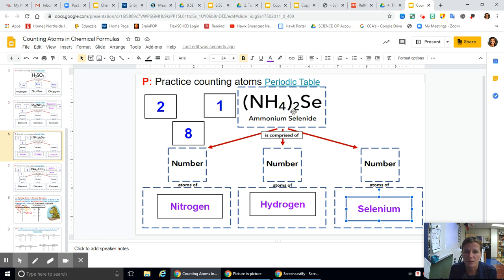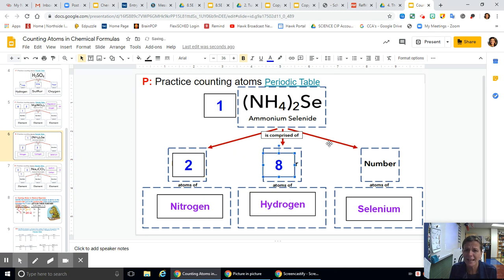So looking at parentheses, if there's a subscript outside the parentheses, that subscript needs to be multiplied by the subscripts inside the parentheses. So let's start with nitrogen. Nitrogen does not have a subscript here, so there's only 1 atom of nitrogen, so I want to take the subscript outside, 2, and multiply it by that 1 nitrogen. So 2 times 1 would give me 2 nitrogen atoms. Then look at hydrogen. It has a subscript of 4, so take the subscript outside the parentheses and multiply it by the subscript inside. So 2 times 4 would give me 8 hydrogens. And then for selenium, it does not have a subscript, so I only have 1 atom, that 1 atom element that I'm looking at.